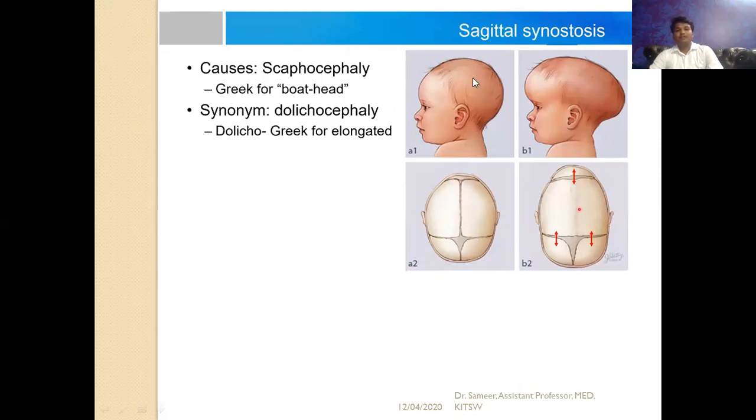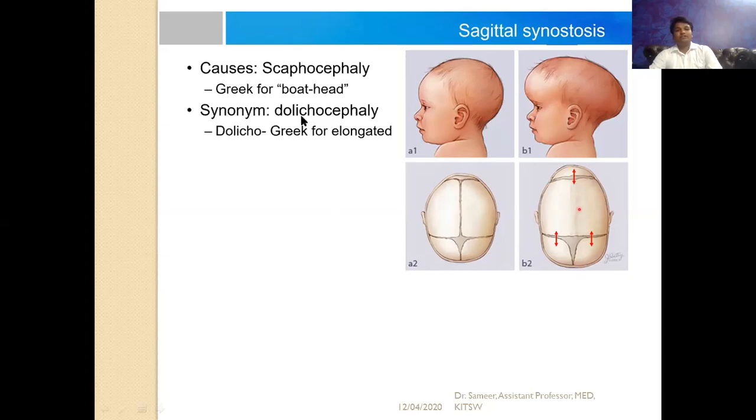Figure A1 shows the normal features of the baby, and the normal features of the skull are shown in figure A2. Coming to figure B1, due to the scaphocephaly, the skull was extended, so it has bulged at the end and at the front. Due to this effect, the skull was bulged.